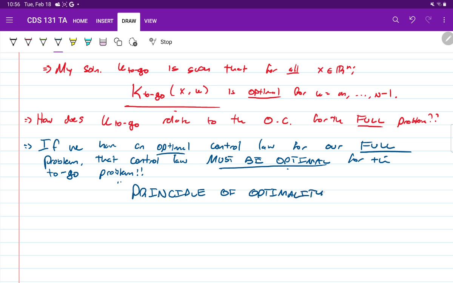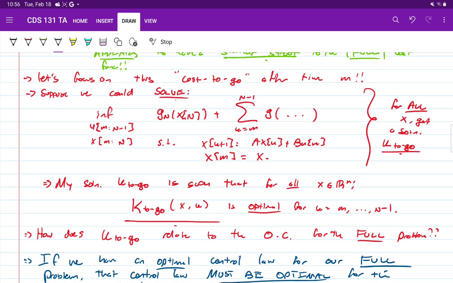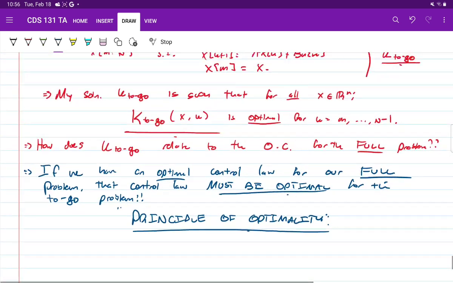Okay? So if, say, I'm able to find some controller K, which is a closed-loop feedback controller that gives me the optimal solution to my original problem, then what this principle of optimality claims is that the optimal controller for the full problem needs to be optimal for every single one of these to-go problems, okay? So for every single one of these smaller problems.